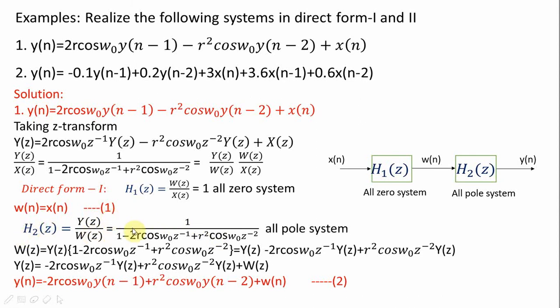And next, coming to h2 of z, which has only poles, which is y of z divided by w of z given by this, cross multiplying and expanding and taking the inverse z transform, we solve that y of n is equal to minus 2r cos omega naught y of n minus 1 plus r square cos omega naught y of n minus 2 plus w of n. Here the sign has to be, this has to be plus and this has to be negative. This is plus and this is negative.